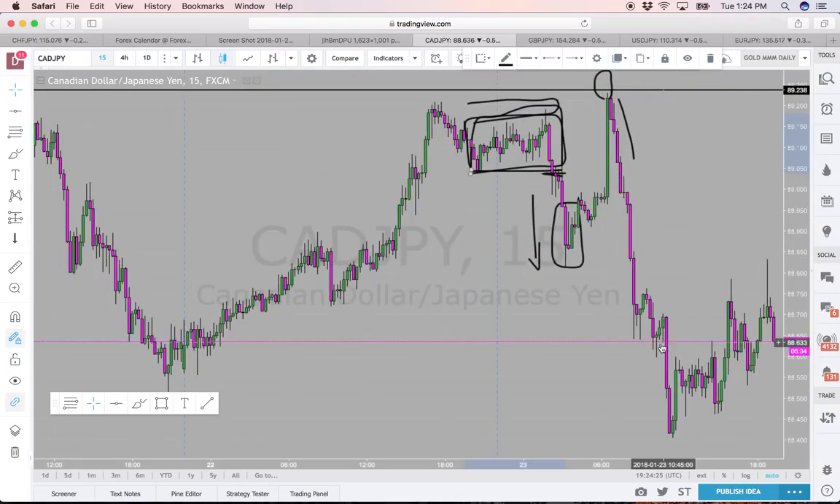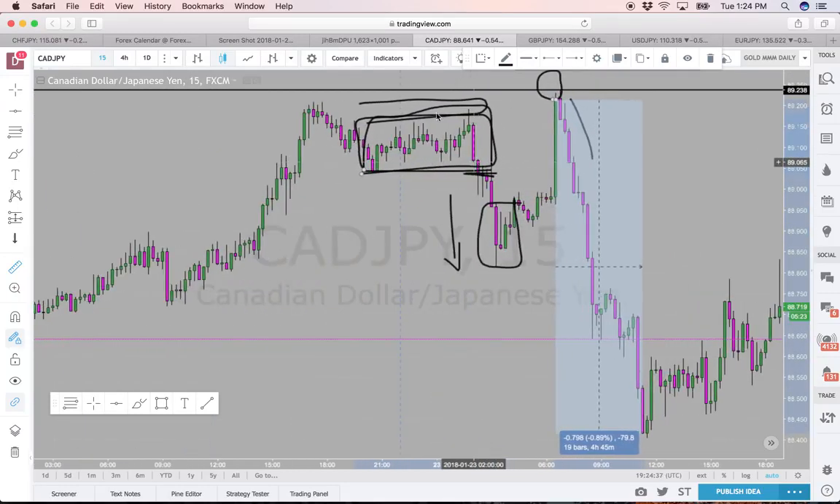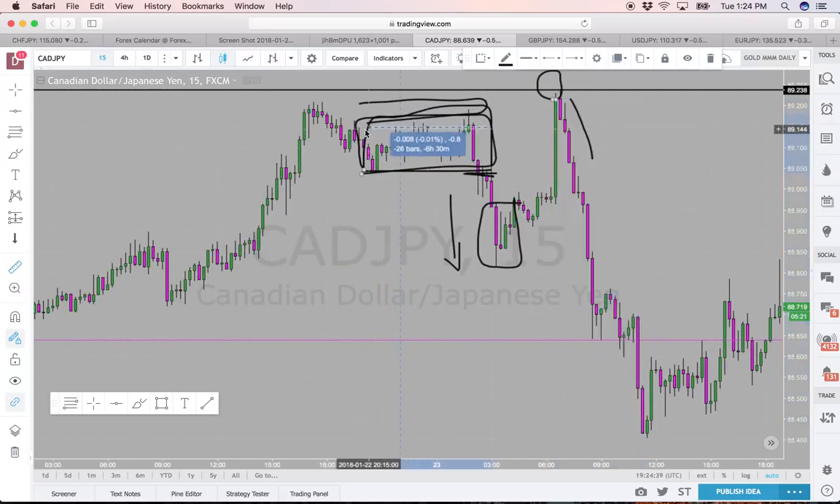So for example here, it took the market 4 hours to move about 80 pips, but yet the rest of the day it stayed in consolidation. Any indicators based off of averages you can automatically throw them in the trash, because the market stayed in consolidation for 90% of the day.